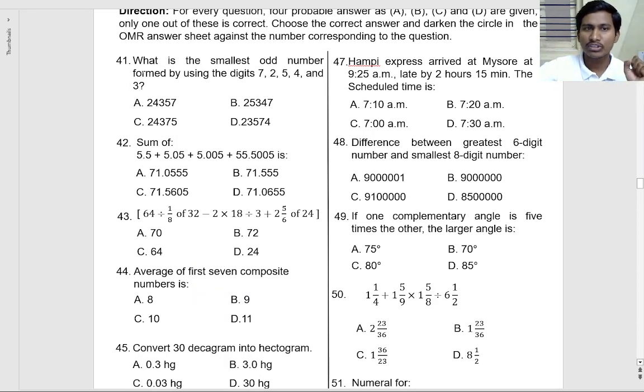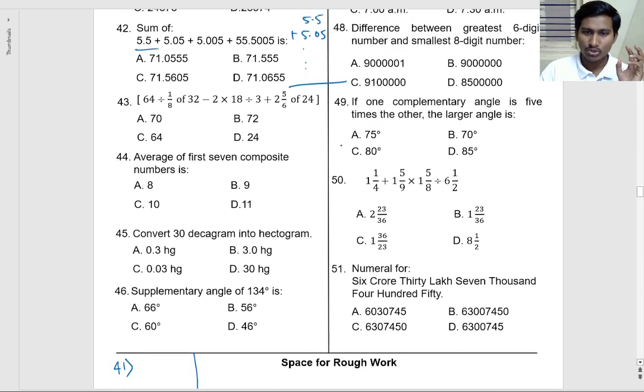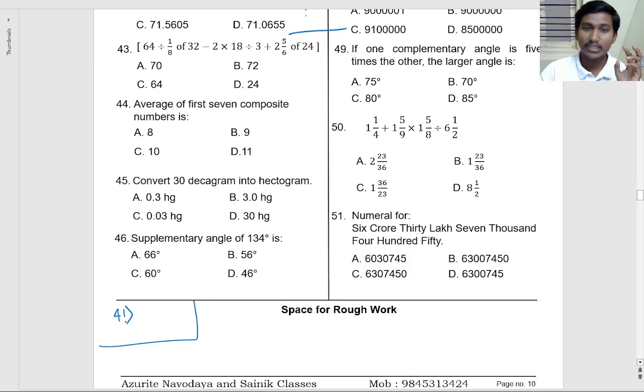So if you read question 41, what is the smallest odd number found by using these digits? You can do it directly right near here. So how do we find the smallest number? Addition is there, so do it near the question itself, like 5.5 plus 5.05; write it and do it. If you don't get the space, do it here and write the question number. Don't mix up, as you may get confused afterwards, or you can use the last page which I showed, that will be blank, right?